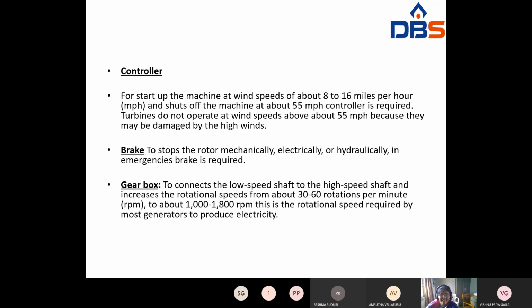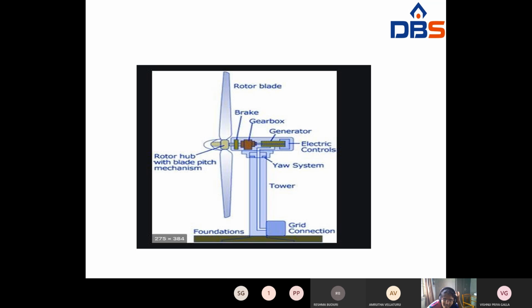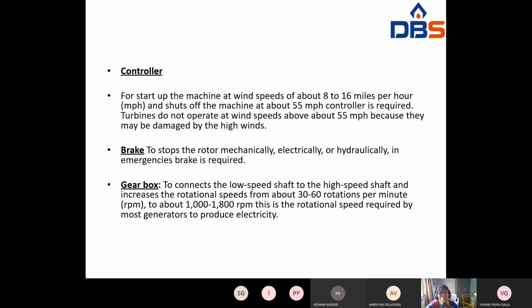So next one is what? Gearbox, to connect the low speed shaft to the high speed shaft. Here you see the gearbox in between the low speed shaft and the high speed shaft. This whole rod is the shaft. Before the gearbox, this is the low speed shaft. After the gearbox, this is the high speed shaft, and this is a brake. So that is the purpose of the gearbox.